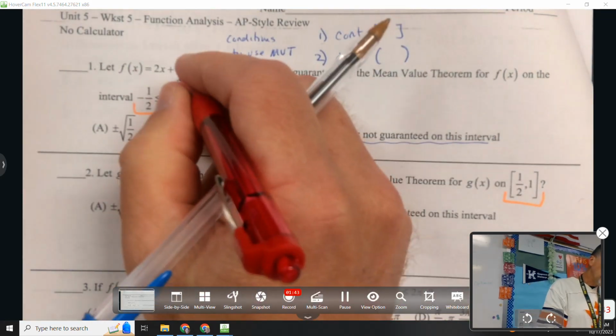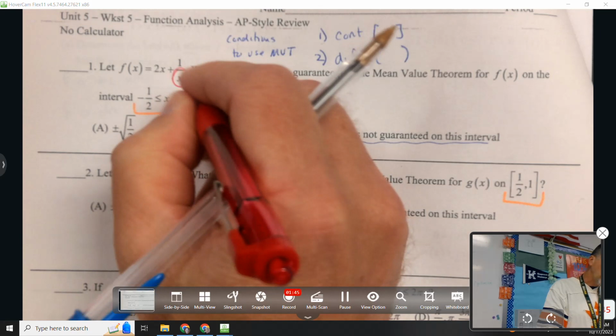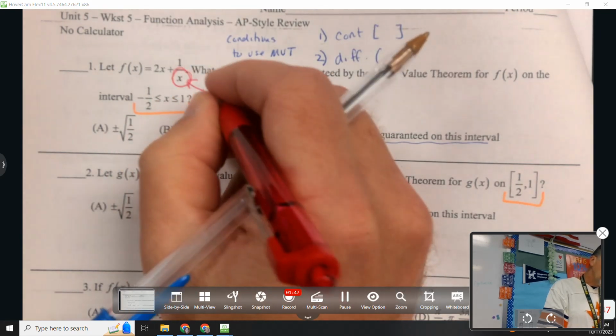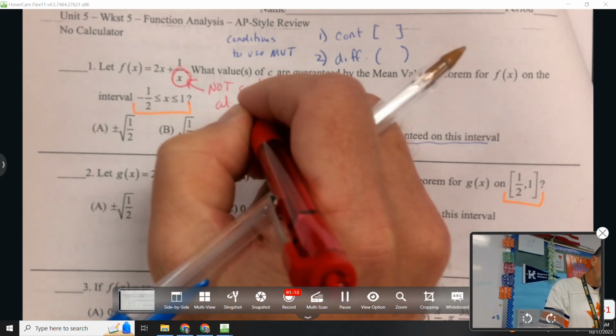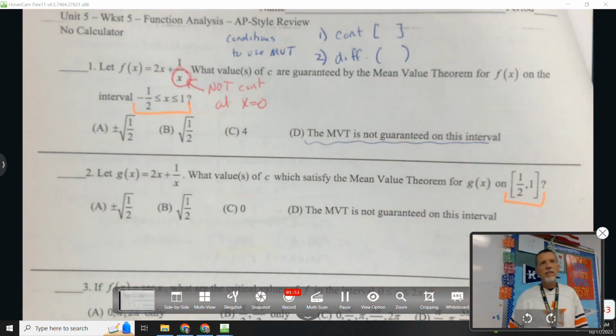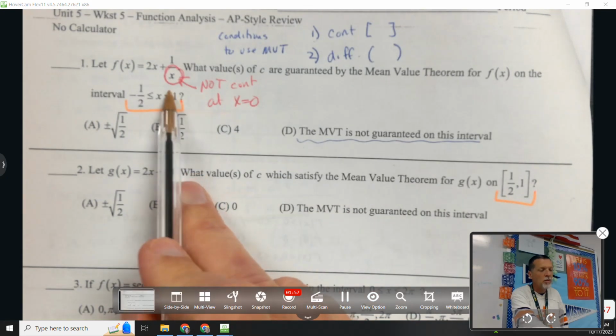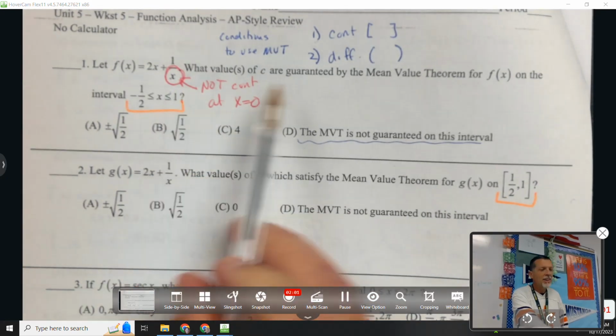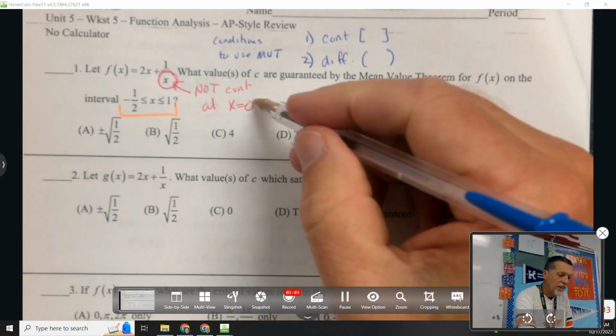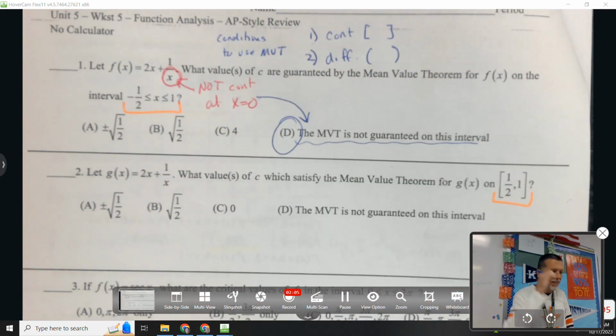Okay, well 1/x, that's a problem right there. This thing is not continuous at x equals 0. I don't know what's going on there. I guess it's probably an asymptote, but I can't plug in 0, so whatever's happening there, it is not continuous. So I don't even have to go on. This is not going to work.